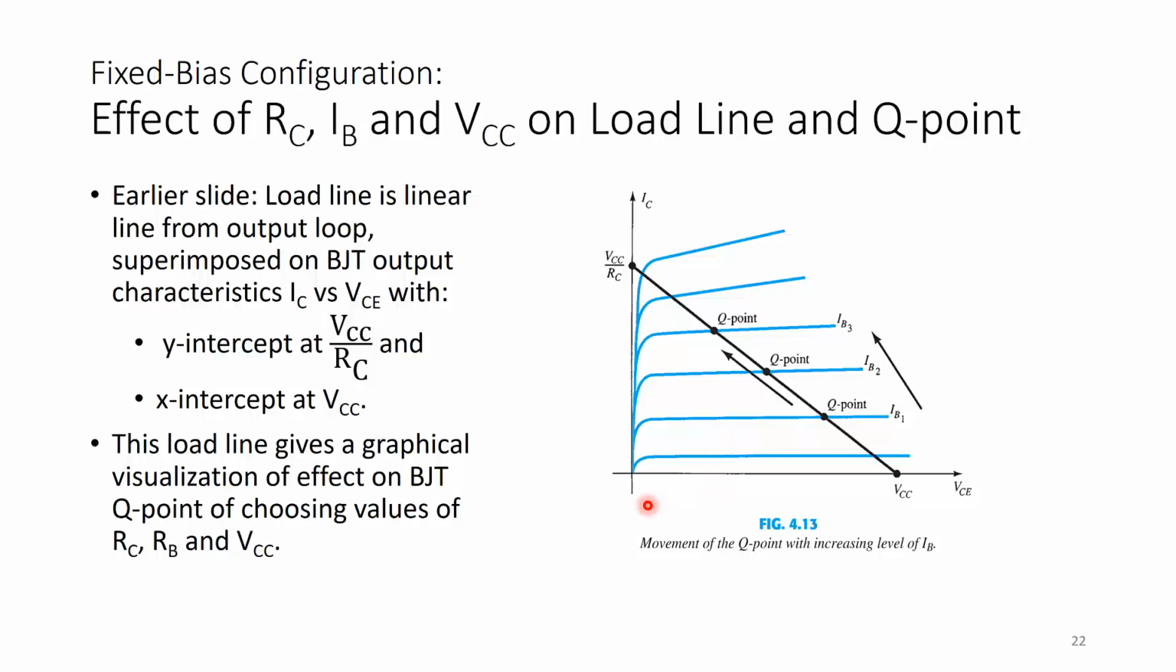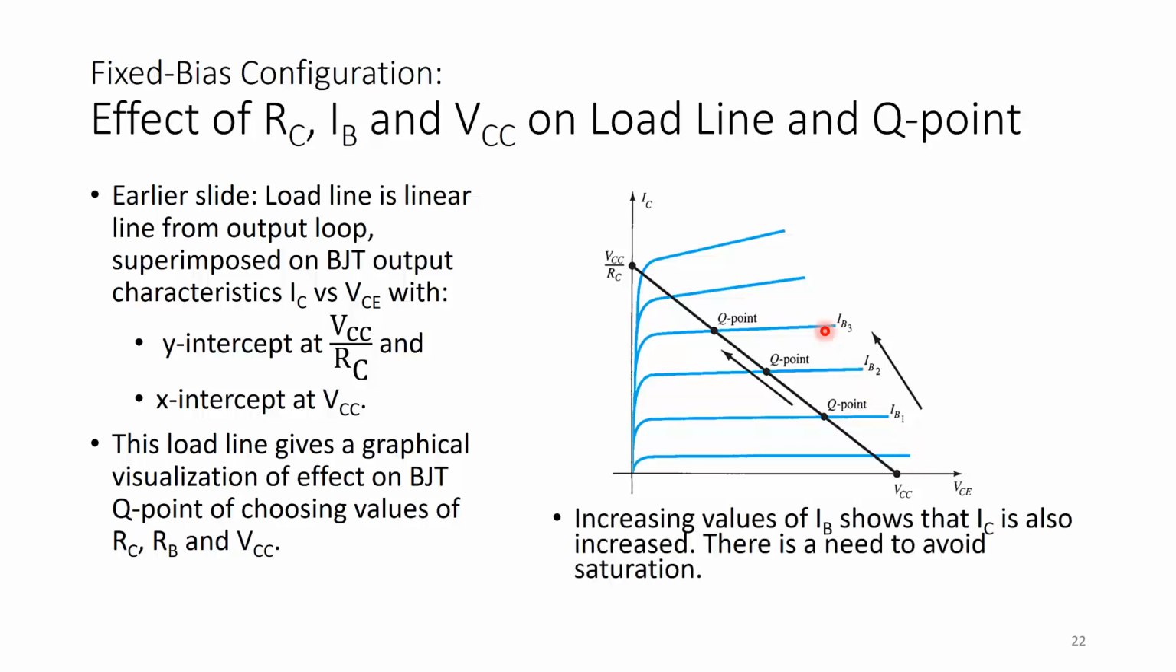Now let's look at what happens if you decide on a higher value of IB by setting different values of RB. Increasing values of IB shows that IC is also increased, which is what we understood earlier anyway. So IC is equal to beta IB, but there is a need to avoid the saturation value, so it's good to check.